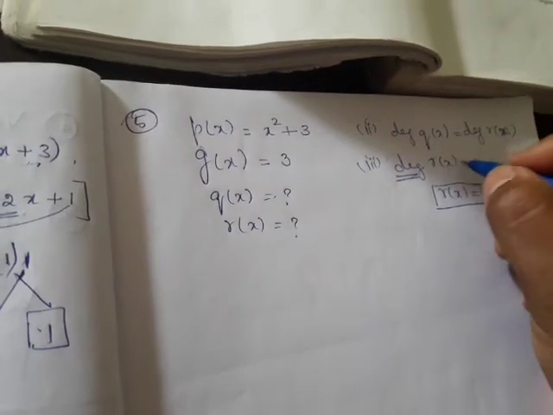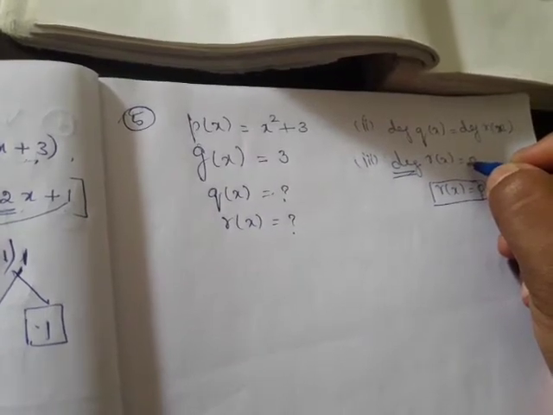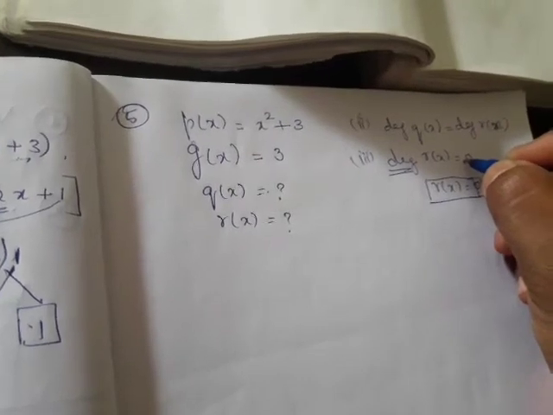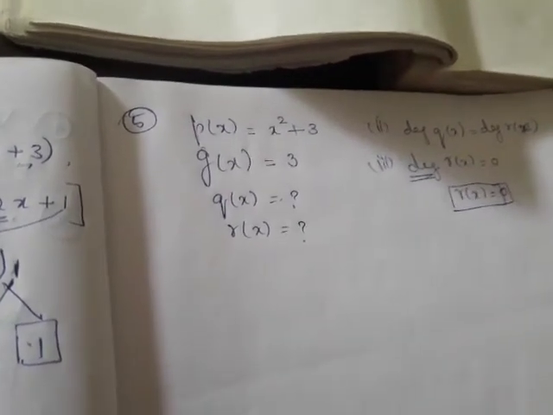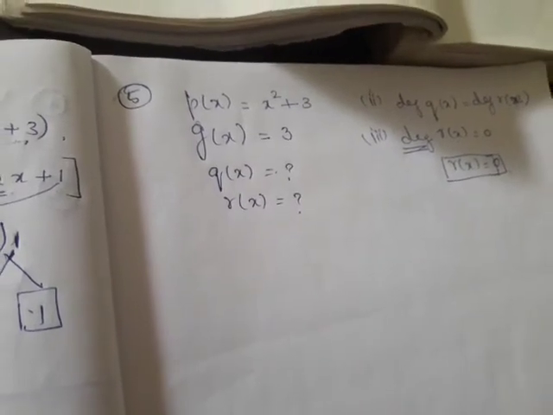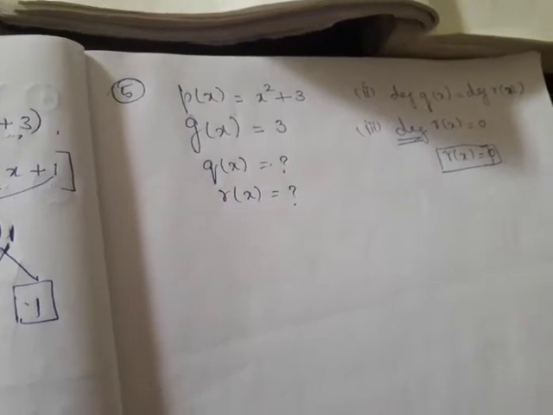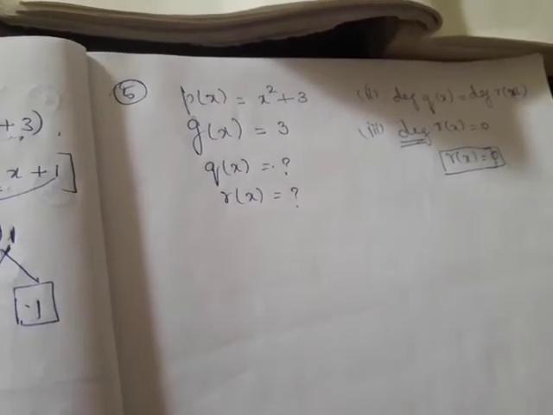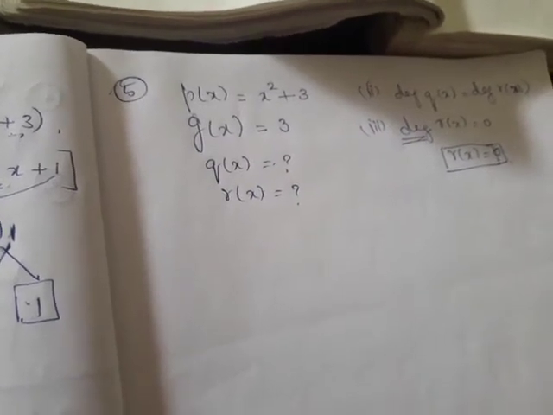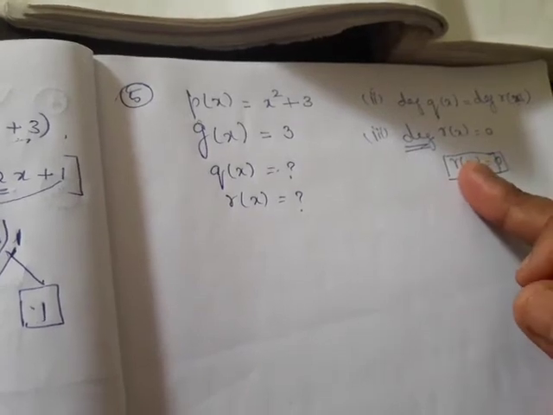What is meant by degree of r of x is 0? It means it should be a constant polynomial. It should not have any variable, so the remainder should be just a constant. Even in the same exercise we have solved problems of that kind. We have come across problems where the remainder is just a number without any variable, like 3, 4, 8. So you can state a problem of that kind as an example for this, right?